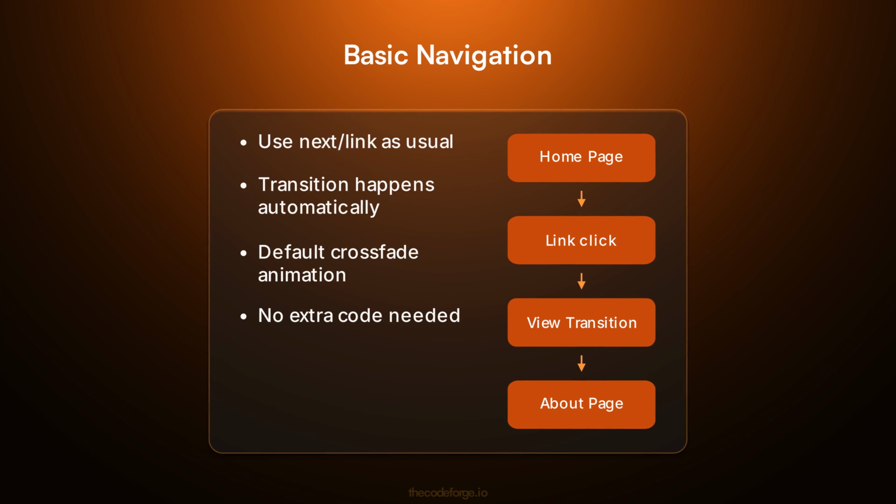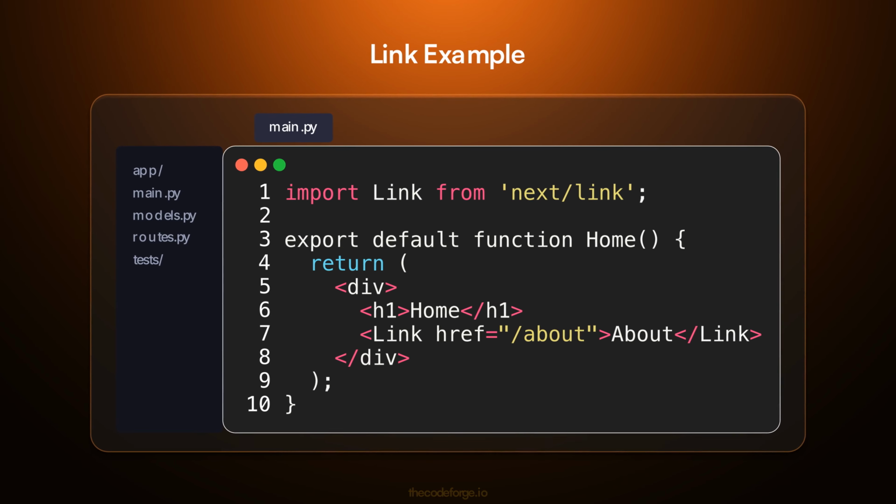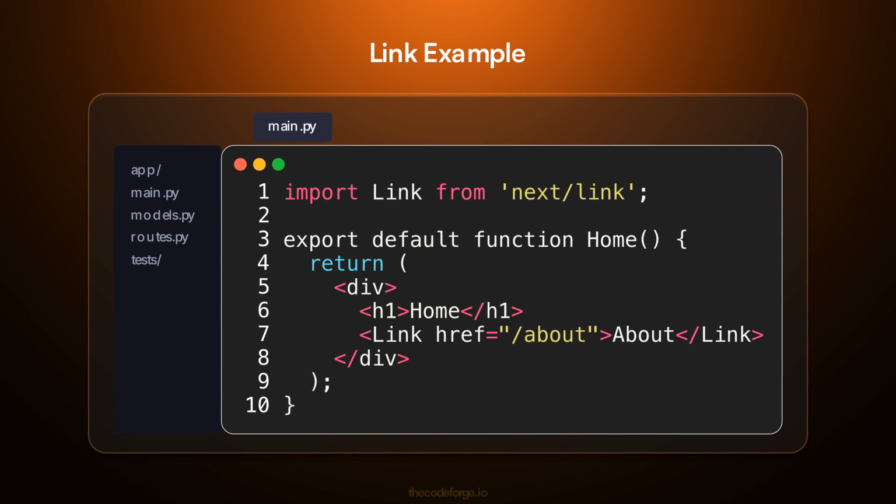With the provider in place, clicking a Next link triggers a smooth crossfade to the new page. No extra code needed, the transition is automatic. Here's a simple link component. Clicking it will trigger a smooth crossfade to the About page, handled by the ViewTransitions provider.